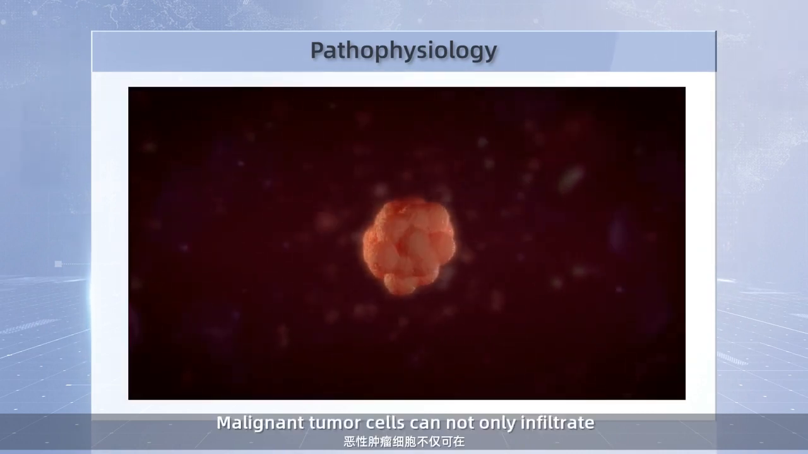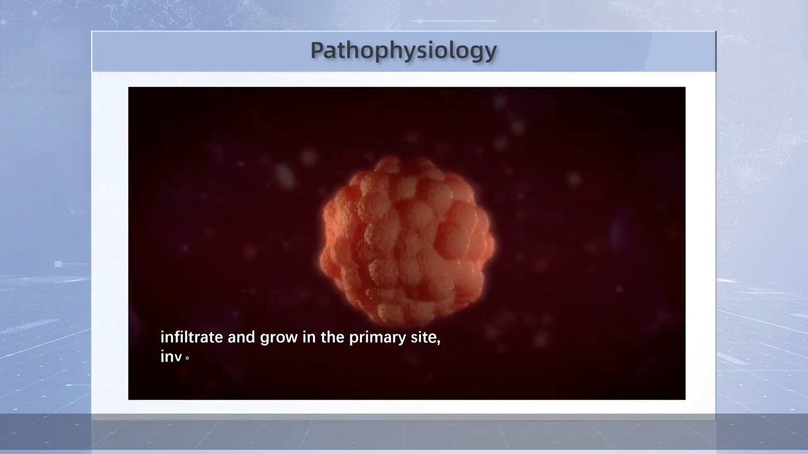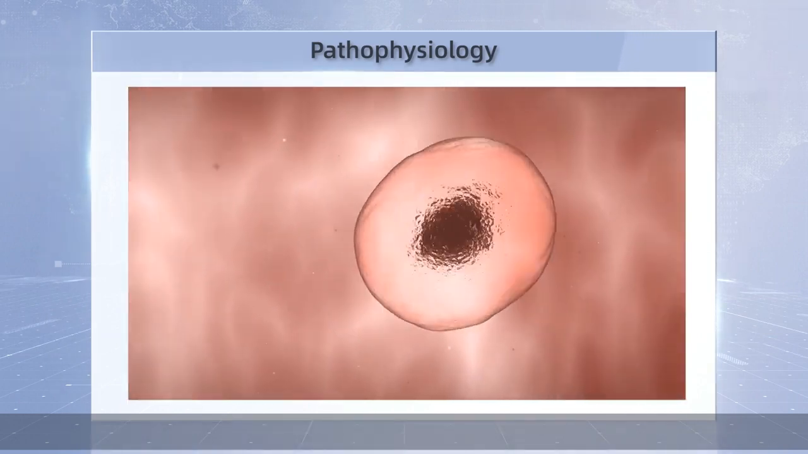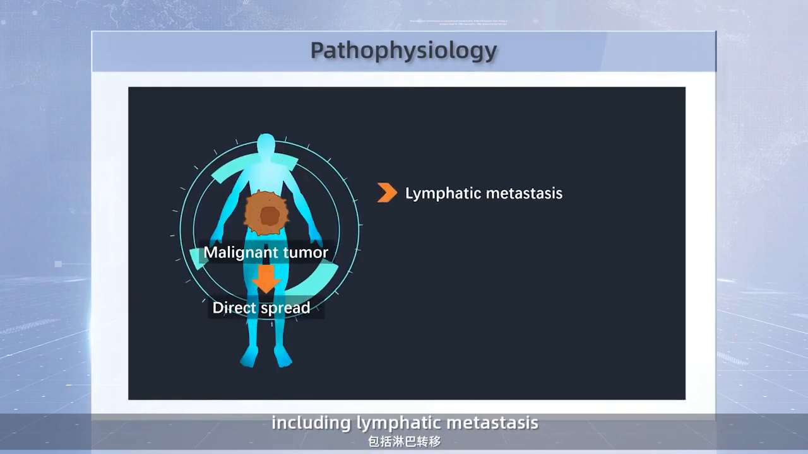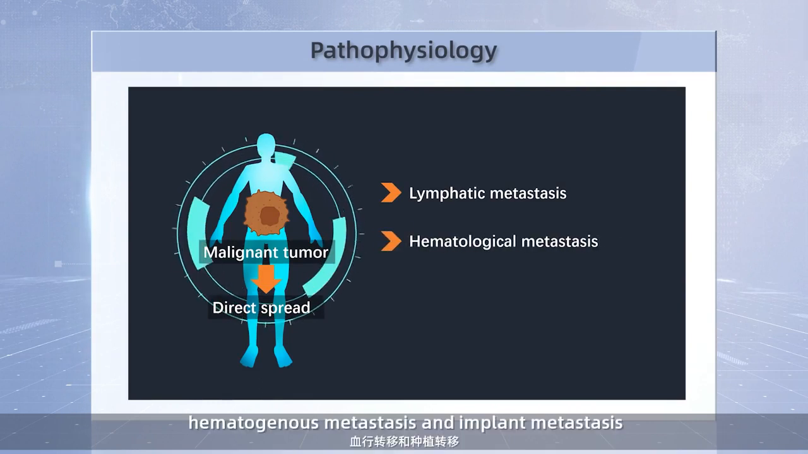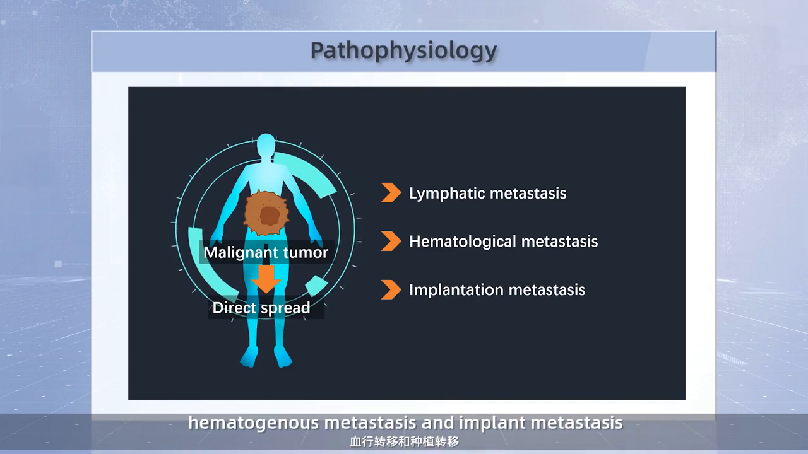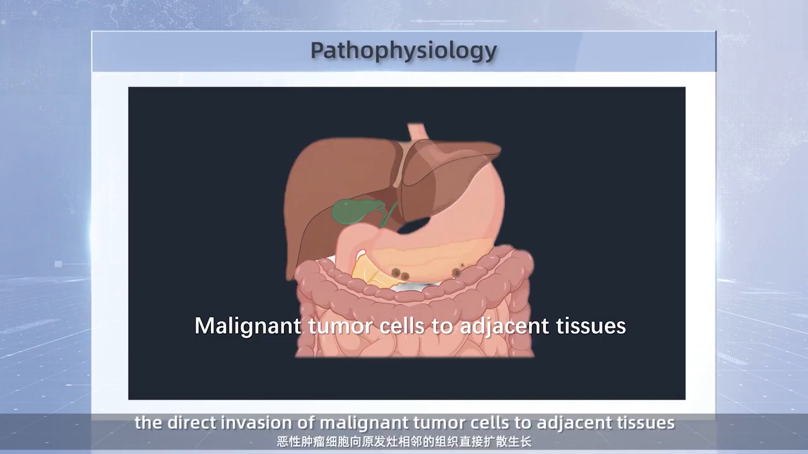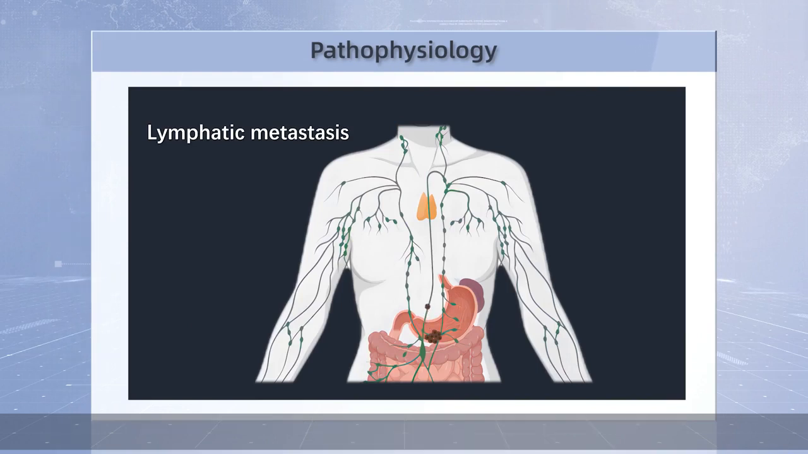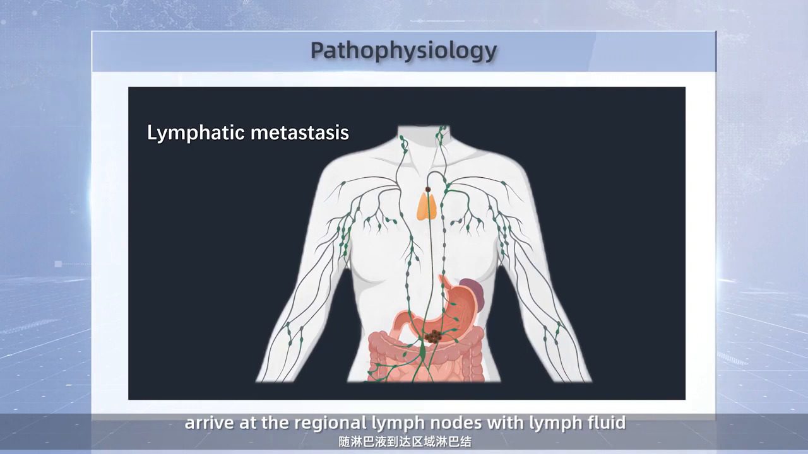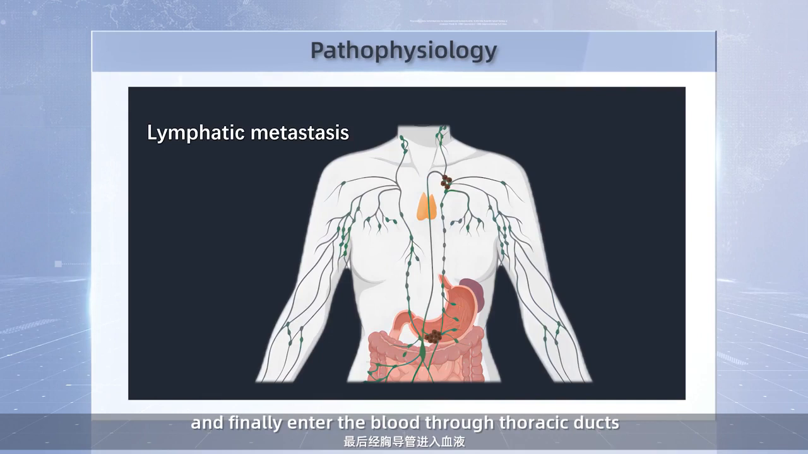Malignant tumor cells can not only infiltrate and grow in the primary site, involving adjacent organs or tissues, but also spread to other parts of the body through a variety of ways, including lymphatic metastasis, hematogenous metastasis, and implant metastasis. Direct spread refers to the direct invasion of malignant tumor cells to adjacent tissues. In lymphatic metastasis, tumor cells invade the lymphatic vessels, arrive at the regional lymph nodes with lymph fluid, and finally enter the blood through thoracic ducts, resulting in hematogenous metastasis. This is a common way of tumor metastasis.